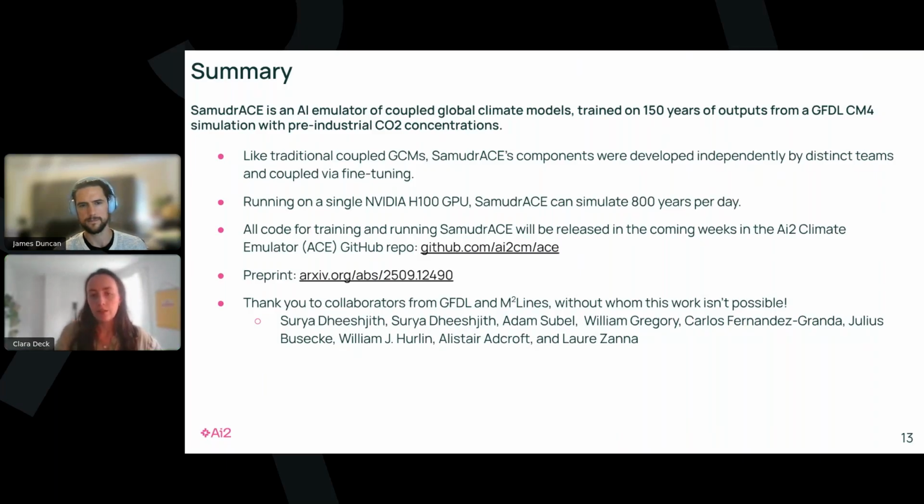The next question comes from Fanny Lehman from ETH. You presented several models that are stable for long rollouts. Although ACE is stable, not all AI weather models are. Do you apply specific training procedures to ensure this stability, or do you have insights on what could make this ACE family of models so stable?